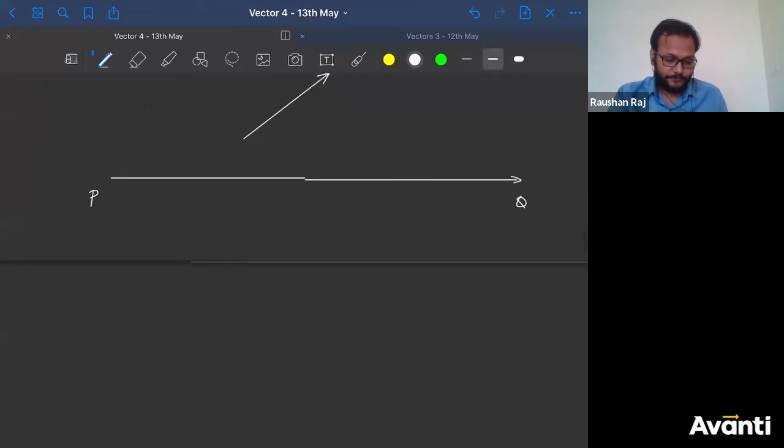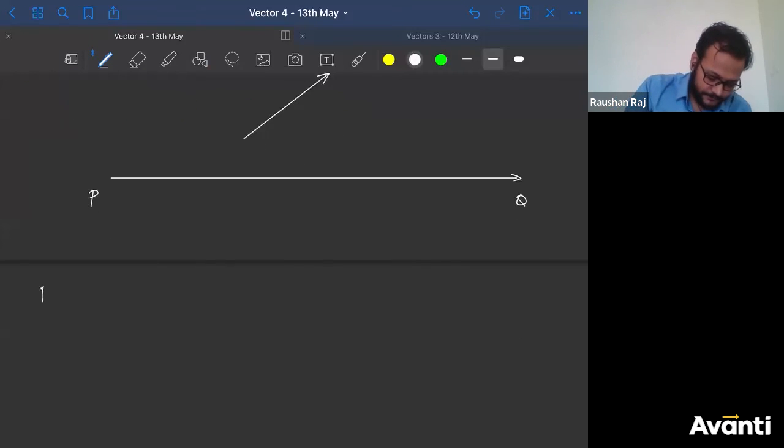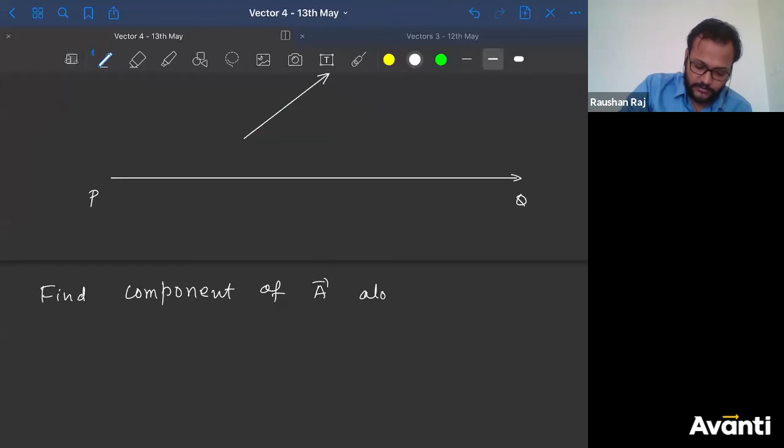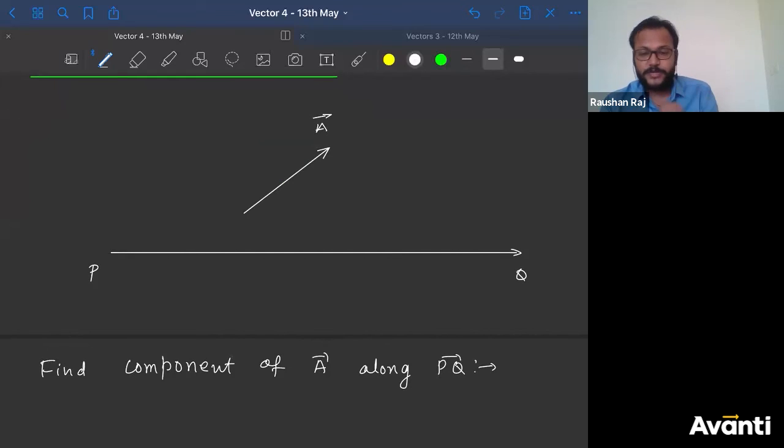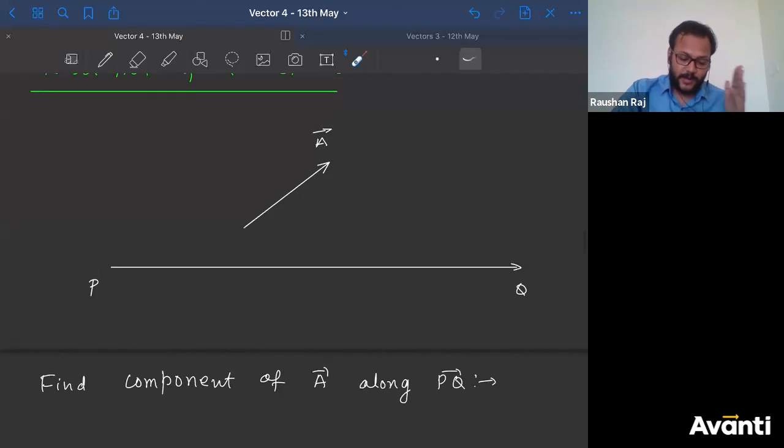If I ask you to find component of vector A along PQ, ठीक है? क्या पूछा मैंने? Find component of vector A along PQ. कैसे निकालेंगे? इसका तरीका क्या है? Draw perpendicular from the head and tail of the vector. क्या करना है? Drop a perpendicular from the head and the tail of the vector.